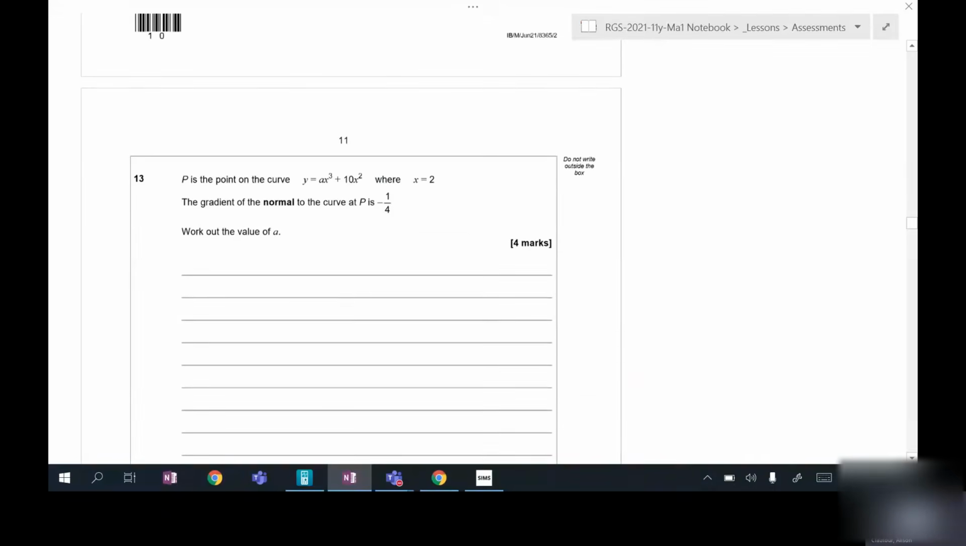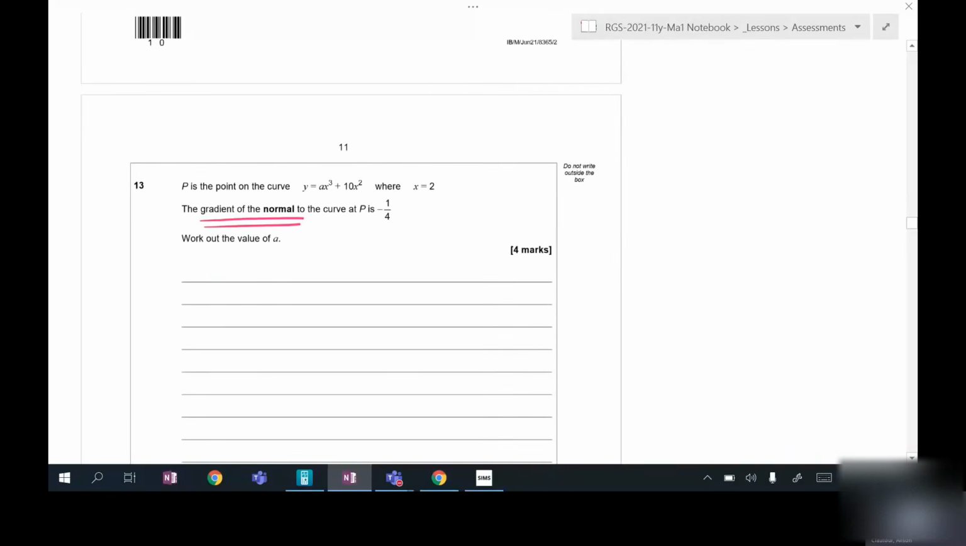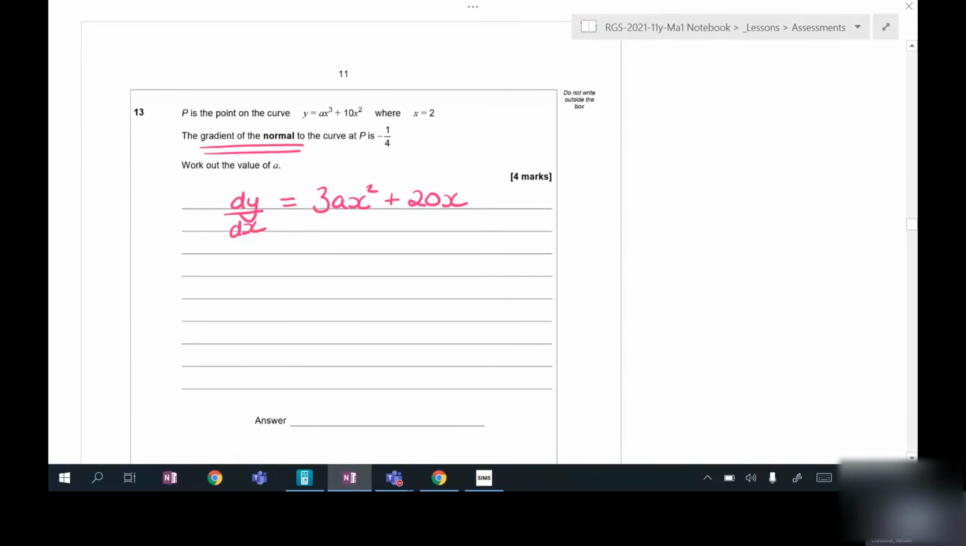Question 13 is a differentiation question. As soon as it says in the question about the gradient of the normal, you should be thinking, I've got to differentiate. So if I differentiate y, bring the power to the front, take one off the power, our gradient function is 3ax squared plus 20x. That gives you the gradient of the tangent, remember.